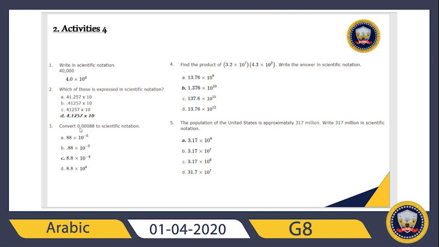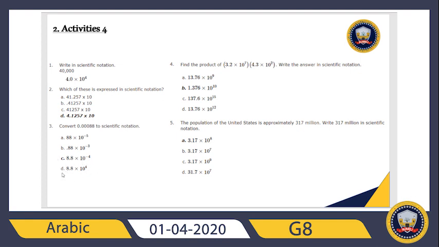Okay, convert 0.00088 to scientific notation. Since my number is less than 1, I expect that my power will be negative. The power of 10 will be negative. So I'm going to move my decimal point to this position. So I will be saying it is 8.8 times 10 to the power of how many places? 4 places. 1, 2, 3, and 4. So this is minus 4. 8.8 times 10 to the power of minus 4.